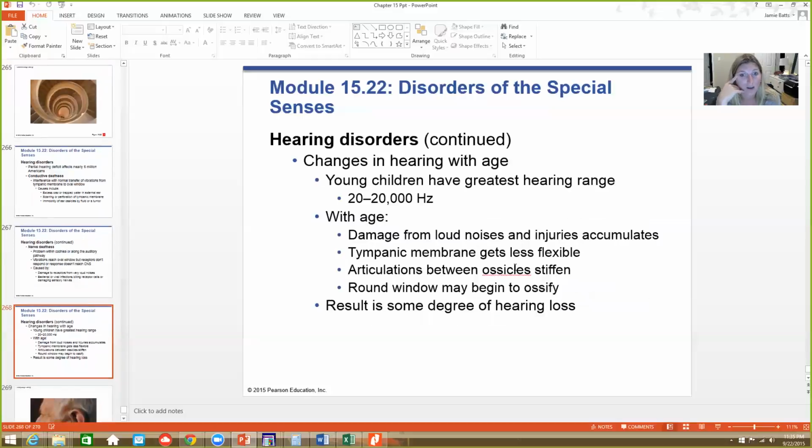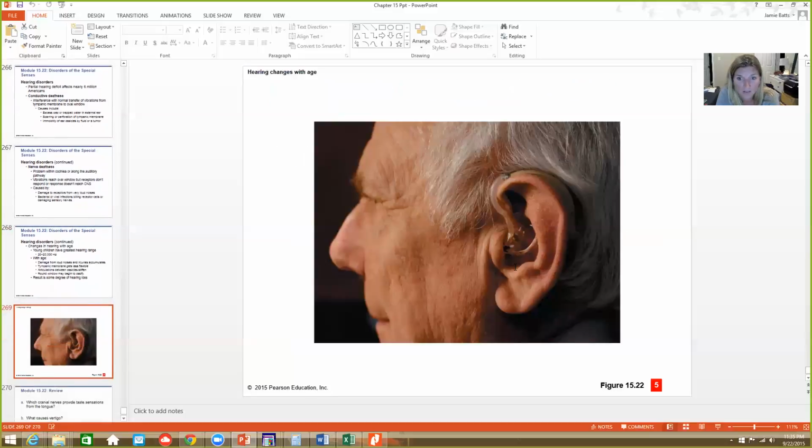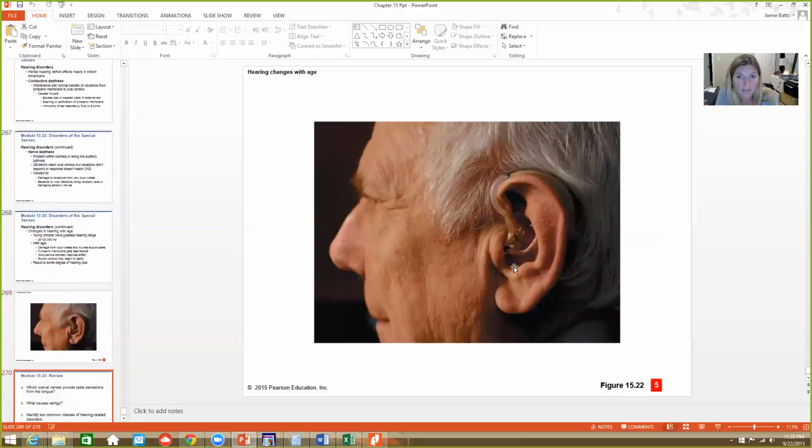As with everything, our hearing changes with age. Young children have the greatest hearing range, and with age, damage from loud noises and injuries accumulates. The tympanic membrane gets less flexible, and articulations between our inner ear ossicles stiffen, so they're not going to move as well as they used to. The round window may also begin to ossify, which makes it less sensitive, and all of that results in some degree of hearing loss. Good thing we have hearing aids to help our elderly and individuals that have hearing loss.